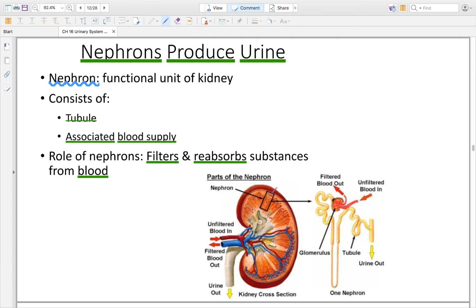Now remember, the nephron is quite long, actually, and it dips down, so it's in both parts of the kidney. It's in the cortex and the medulla, and there's not just one. There's tons and tons of nephrons in one kidney.